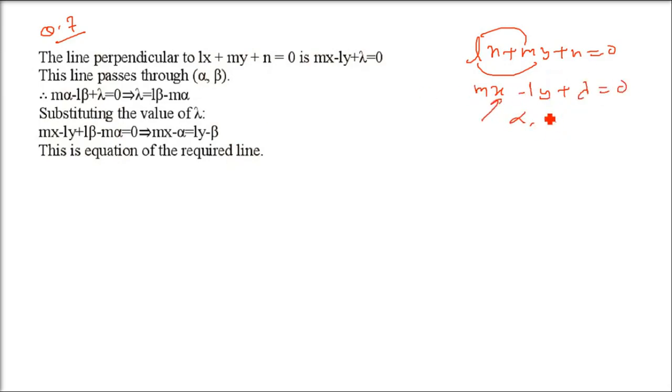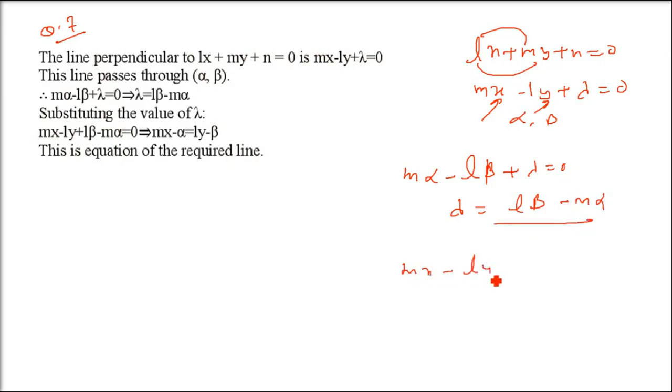So alpha and beta it is passing, so put alpha and beta in place of x and y. So m alpha minus l beta plus lambda equals 0. Lambda will become as l beta minus m alpha. And this lambda again put back in the equation. So mx minus ly, and this is l beta minus m alpha equals 0.